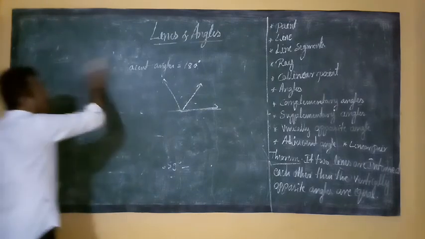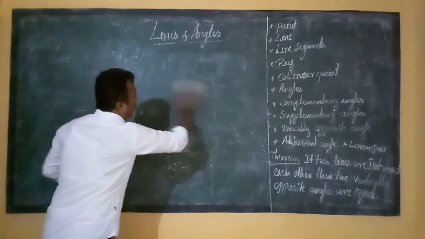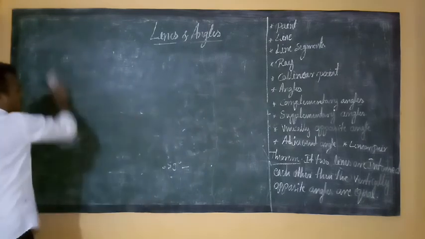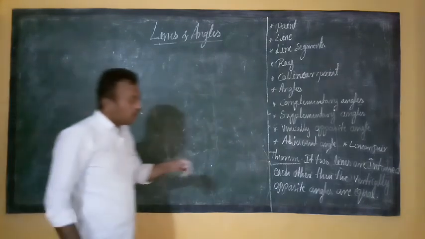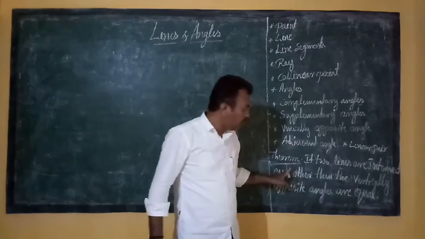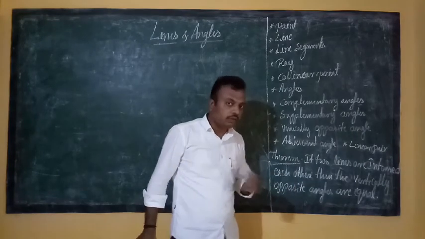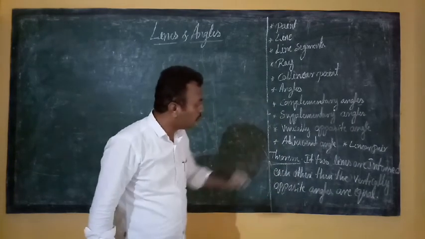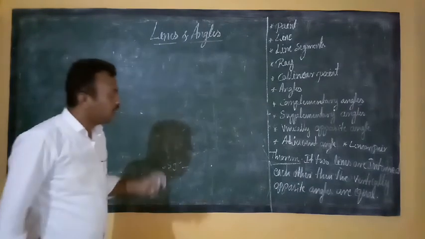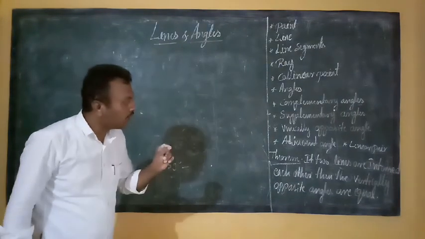So, these are the basic points of this chapter. So, I will go to the theorem. One of the theorems we have to discuss: if two lines intersect each other, then the vertically opposite angles are equal.